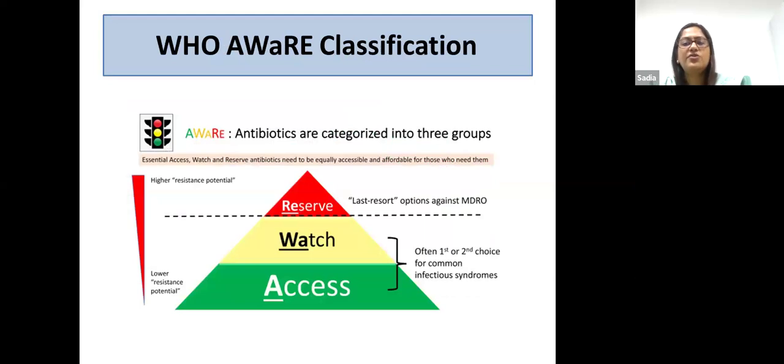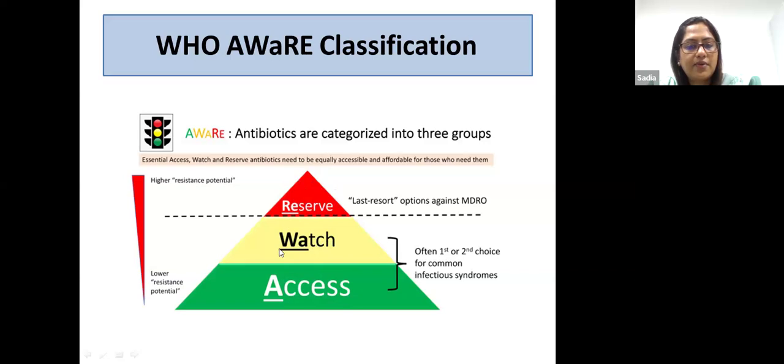Based on the cascade reporting itself, the WHO has come up with an AWaRe classification of antibiotic reporting. Okay, so we have a broad group of Access. If you see, this is a pyramid, and the broad group of Access antibiotics is always the first or the second choice for common infectious syndromes. Then you have the Watch group, which is also a bigger group of antibiotics which can be used in case your Access group is resistant. And then you have a last resort option against MDROs, which is your Reserve group of antibiotics.